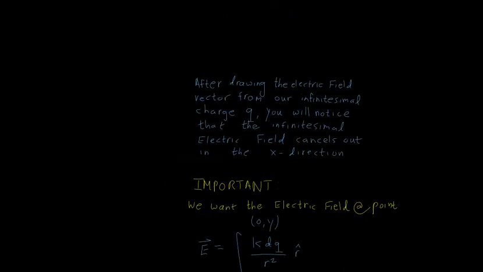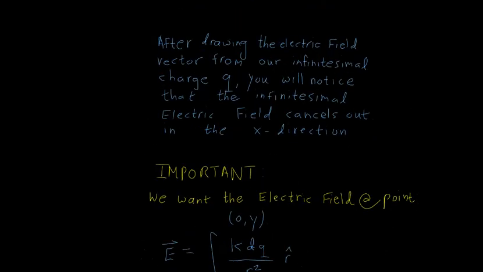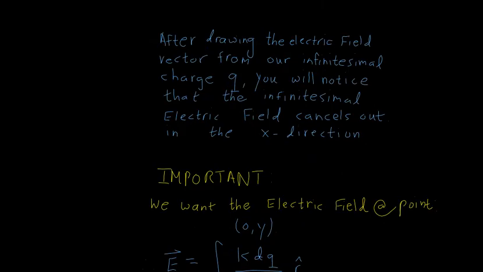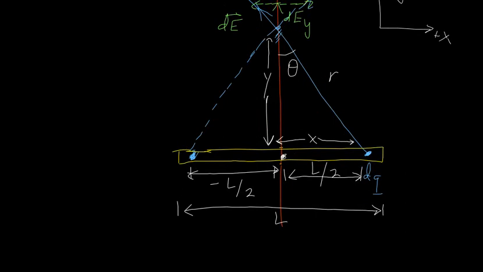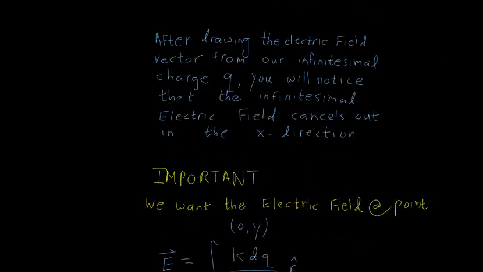So after drawing the electric field vector, because electric fields are vectors, from our infinitesimal charge dq, let me just go back to the drawing. We have dq. Remember, my infinitesimal charge has to be located somewhere on my rod. It can't be anywhere else, otherwise it's wrong. So I made my dq over here on my rod. That's where my dq is located.